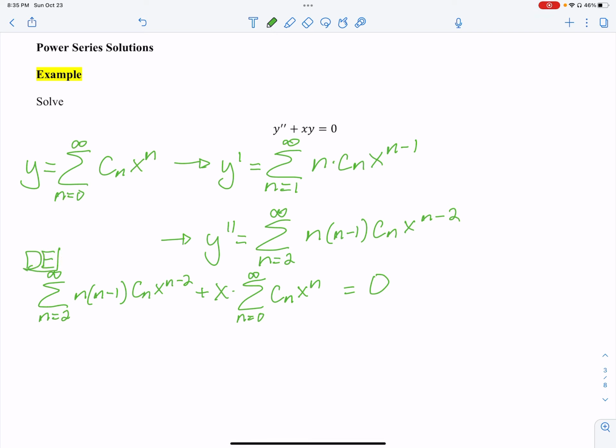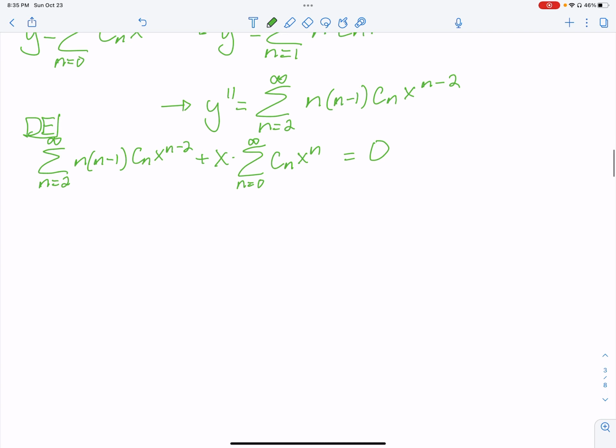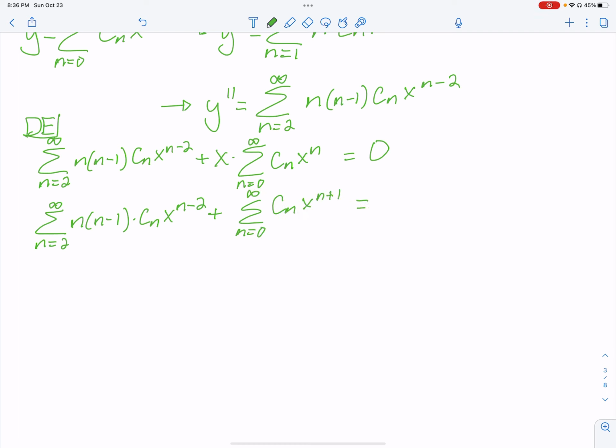So we just plugged into the DE after we made our initial guess. I guess I should be writing this guess. So there's our guess, and then we plug it into the DE. I'm going to simplify this a bit before I start working. If you focused on that first set of problems for a little bit before starting, this is where you're going to start seeing that come back in. The x just goes in and multiplies, so I have the summation from n equals 0 to infinity of c_n x^(n+1) equals 0.